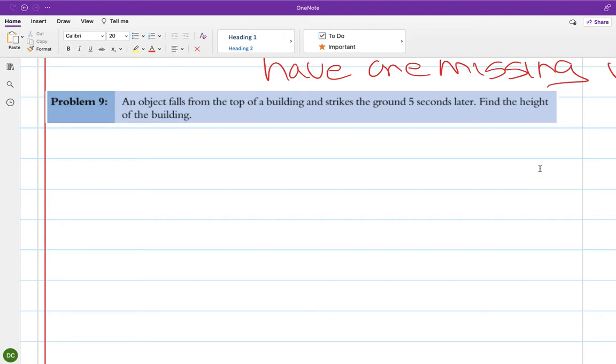So an object falls from the top of a building and strikes the ground 5 seconds later. Find the height of the building. Okay, so what did I figure out it was the other day?